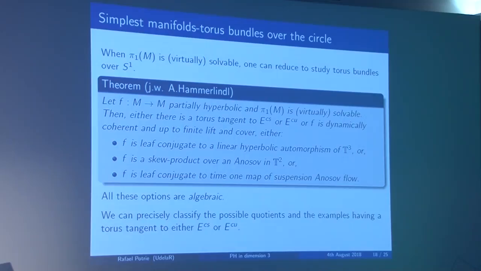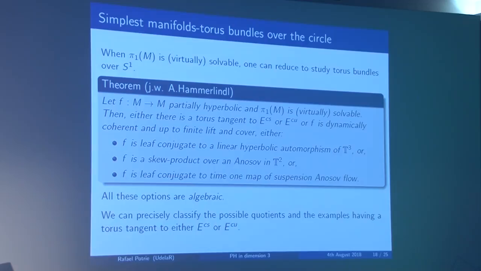Essentially, if you cut along a torus of your manifold, you get T2 times the interval, and depending on how you glue, you get a different manifold. And in that case, we have a mostly complete classification of partially hyperbolic systems. I won't read the statement of the theorem, but either you have a torus tangent to the CS or CU direction, or you are dynamically coherent and leaf conjugate to an algebraic example. Okay, all of these examples are algebraic. And this is up to finite lift and cover, but we can also precisely classify the quotients and lifts and iterates or whatever, and even the ones that have torus tangent to CS or CU that need to be taken into account thanks to some examples by Hertz and Ures.